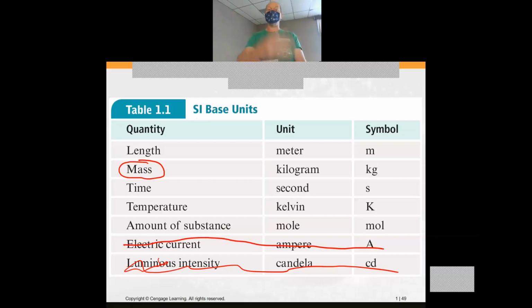That should be a very simple multiple choice question, or it could just be convert this, whatever units I give you, into the SI units. If you don't know what the SI units are, you cannot get that question right.